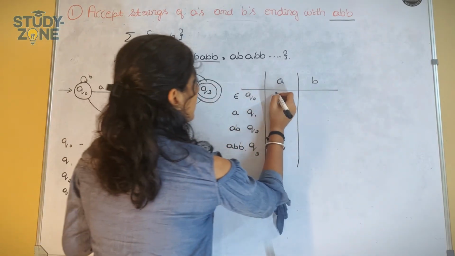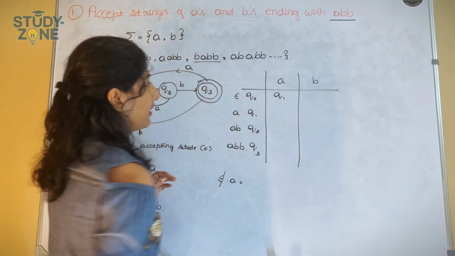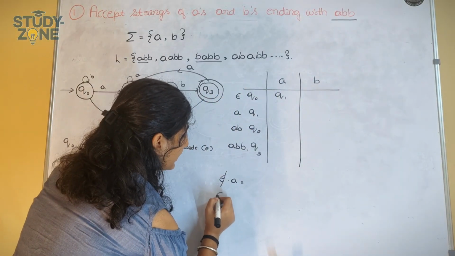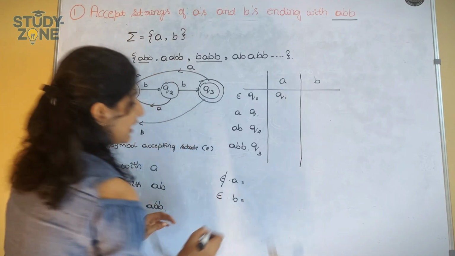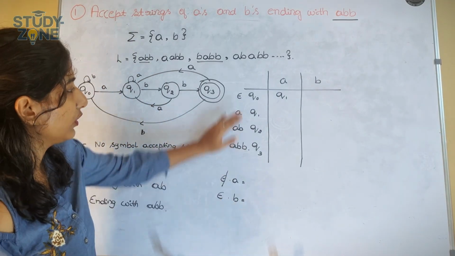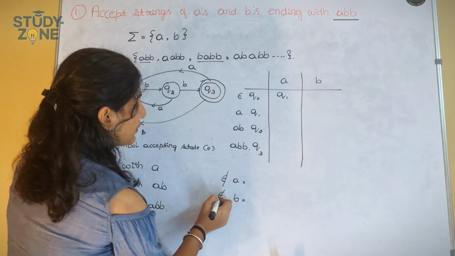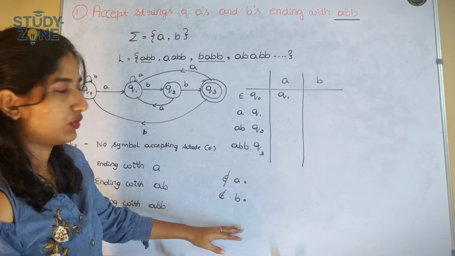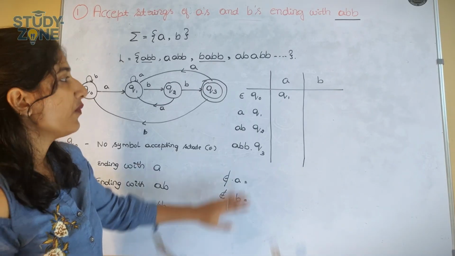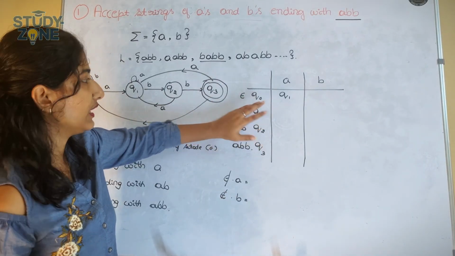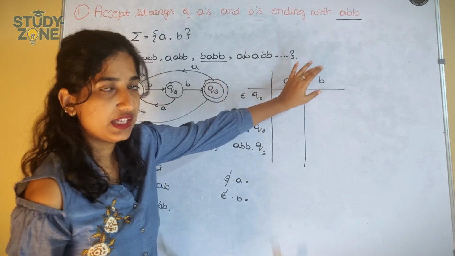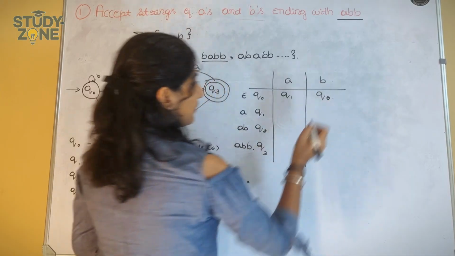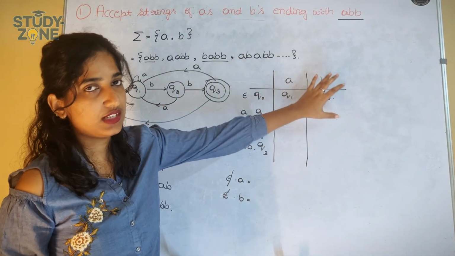So we have to write Q1 here, and then we have epsilon B. So we have to check whether there is any string that is ending with epsilon B? No, right? We have to cancel out epsilon and check whether any string is accepting B. No. Then what we have to do? If there is no state that is accepting epsilon B, then we have to write initial state only. Remember this one, we have to write initial state only.